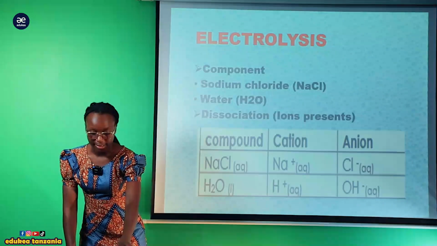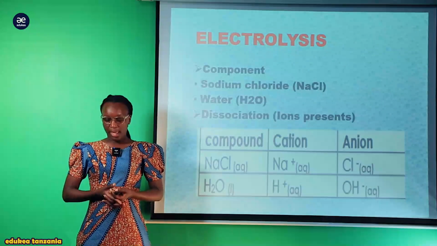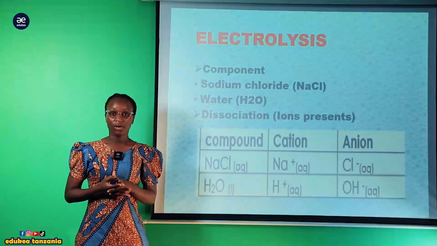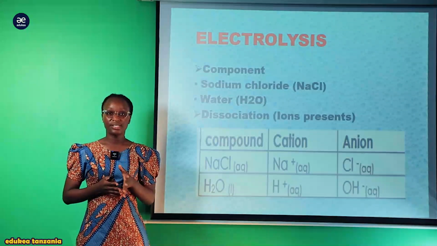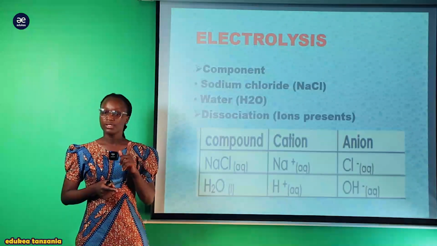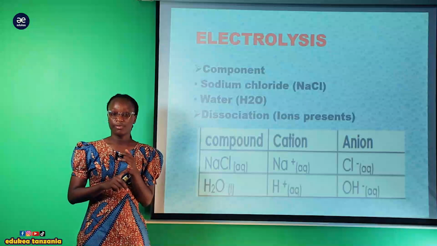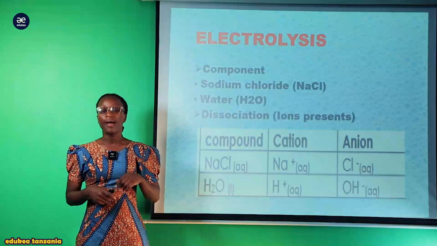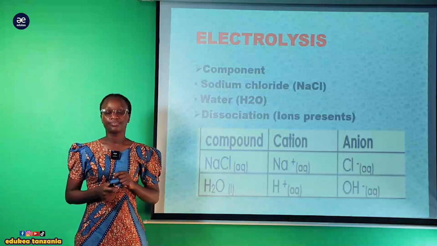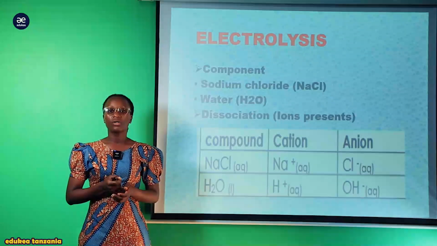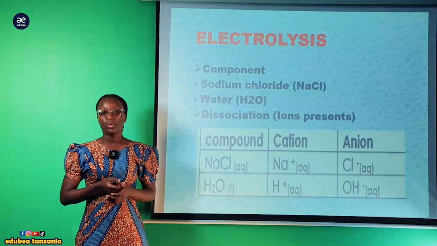Let us see the components involved in the electrolysis of sodium chloride: the sodium chloride itself and the water. How do these dissociate? At the cation side we have positively charged ions from the dissociation of sodium chloride as well as from water. From sodium chloride we get the sodium positive ion, and likewise we get the hydrogen positive ion. At the anion side we have chlorine, a negatively charged ion, and also OH, a negatively charged ion.